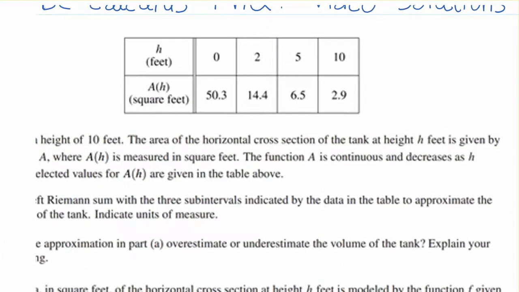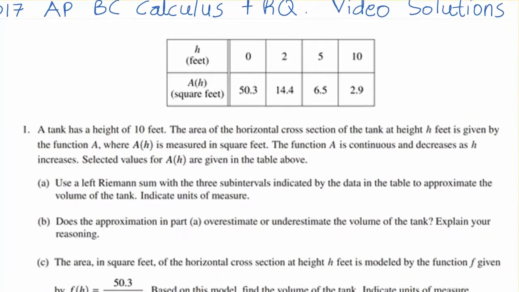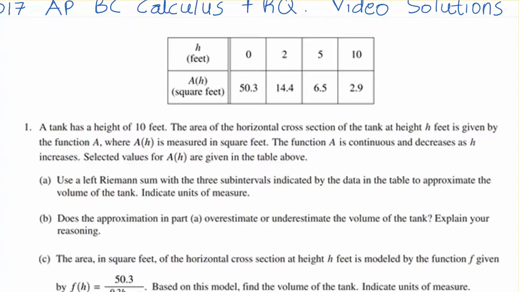Basically what's going on here is that we have a tank and it is 10 feet, but the question gives us the cross section. This table right here gives us the area of the horizontal cross section of the tank at every height. Well, not every height, but at the height 0, 2, 5, and 10 feet. So we need to highlight the important things here. The height is 10 feet.